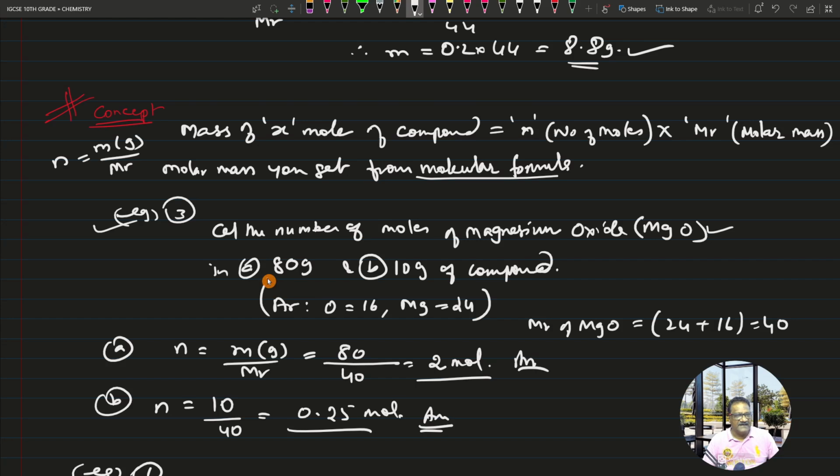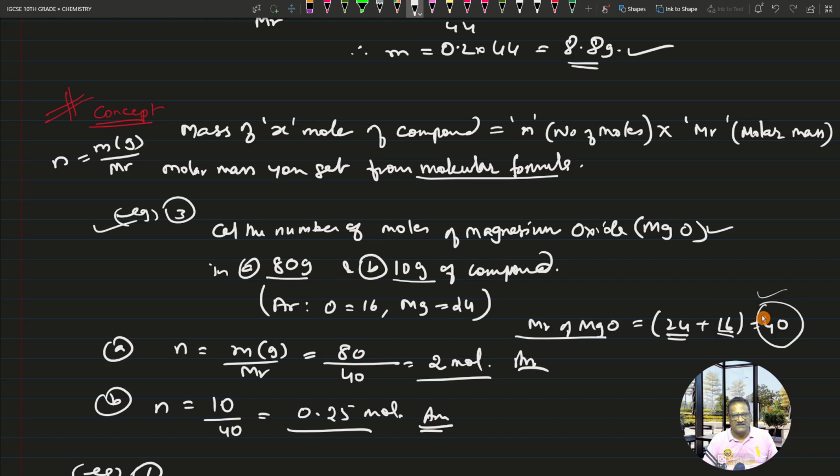Now in (a) 80 grams and (b) 10 gram of the compound. So MgO, suppose 80 gram is given to you, then what is the number of moles? And when 10 gram of MgO is given to you, what is the number of moles? That is what you have to find out. So first let us find out the MR of MgO. Now in MgO you have one magnesium atom and one oxygen atom. So magnesium's AR value is 24 and oxygen's AR value is 16. So 24 plus 16 is 40. So 40 is the MR value of MgO.